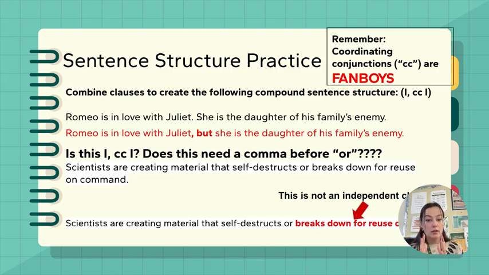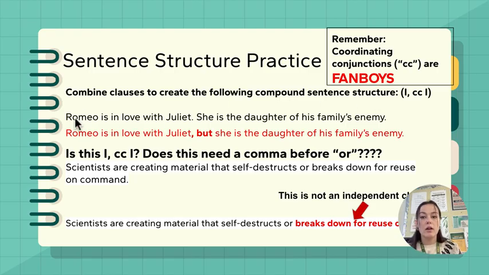So one of the grammatically correct formulas you can use in order to create a compound sentence is an independent clause, comma, a coordinating conjunction, which is a fanboy, and then an independent clause. If you recall, coordinating conjunctions link two equal parts, right? So that's why it has to be independent clause, coordinating conjunction, independent clause. It cannot be one independent, one dependent. That will not work with coordinating conjunctions.